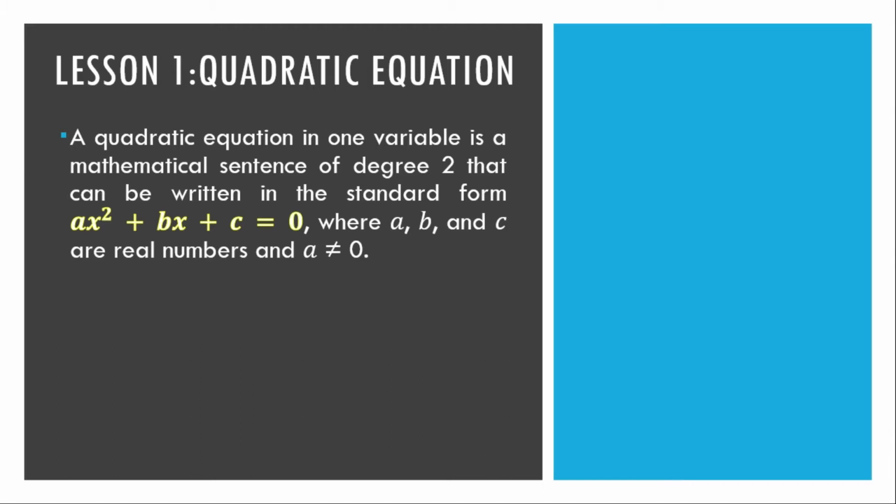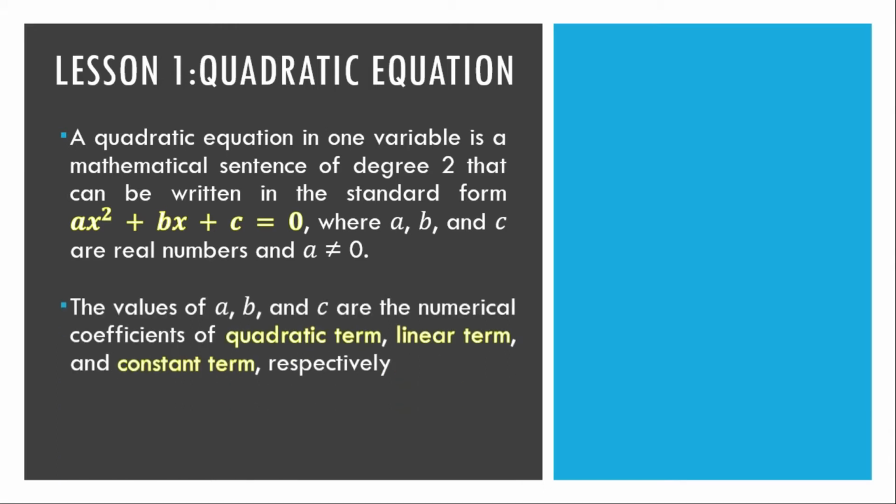That can be written in the standard form ax squared plus bx plus c is equal to 0, where a, b, and c are real numbers and a is not equal to 0. The values of a, b, and c are the numerical coefficients of quadratic term, linear term, and constant term, respectively.